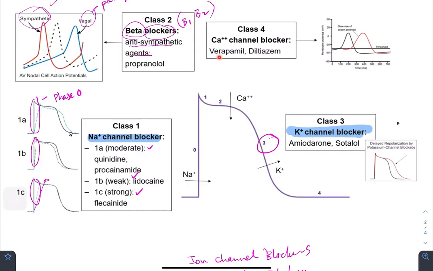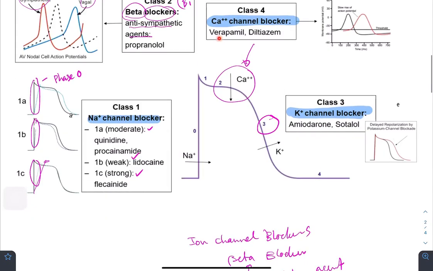And lastly, but not the least, is your class 4. Class 4 is your infamous calcium channel blocker, and it would affect somewhat the region of phase 2.